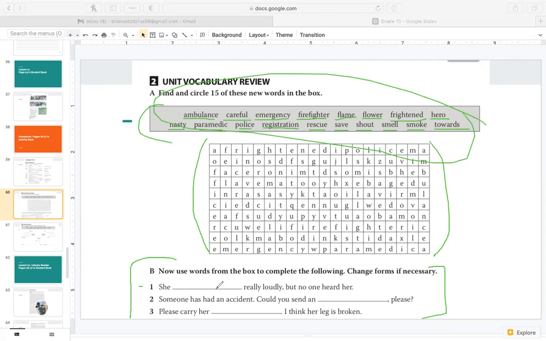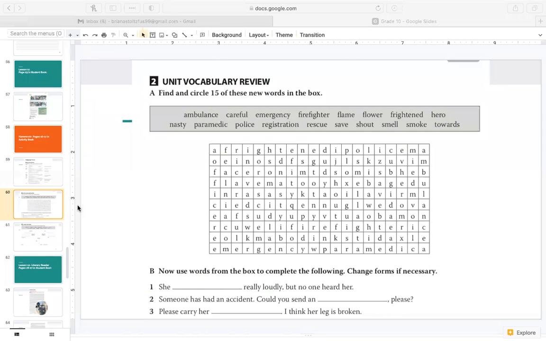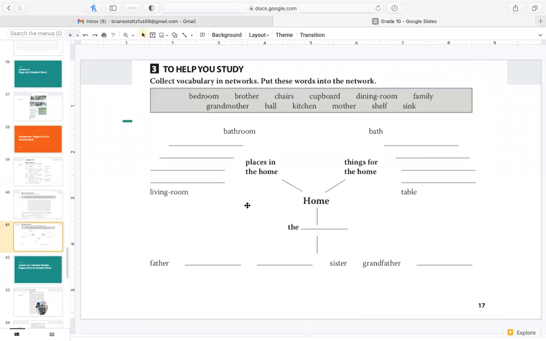Number 1, she really loudly, but no one heard her. This must be something about talking, but it's something about talking really loudly. What word do you think it is from the words above? If you picked shout, you are right. She shouted really loudly, but no one heard her. Try to do 2 and 3 on your own. If you have questions or trouble, we'll talk about it in class.